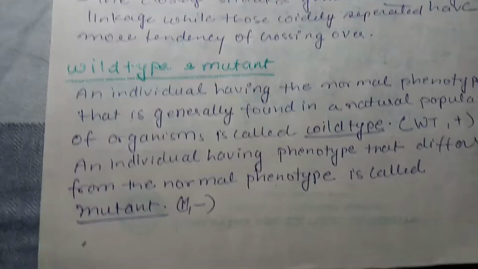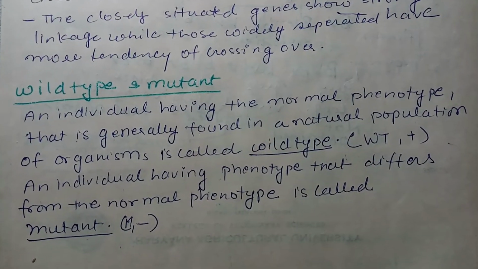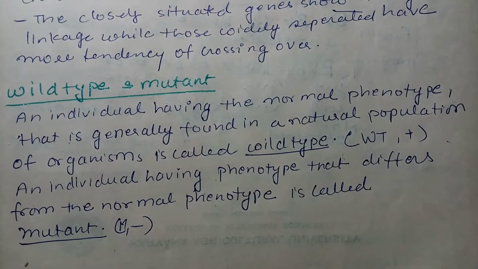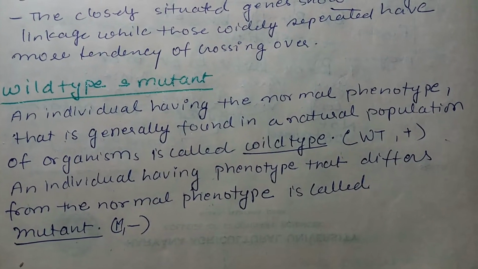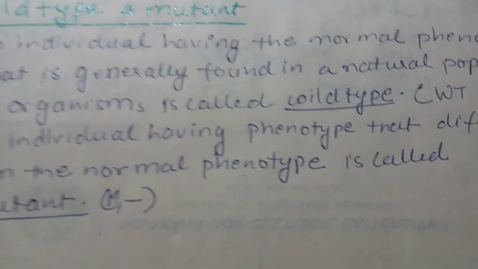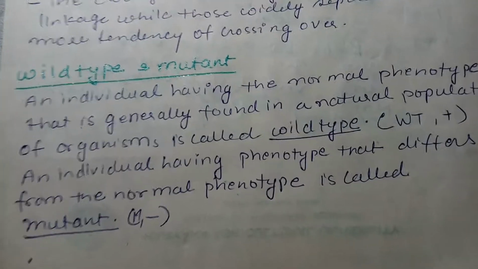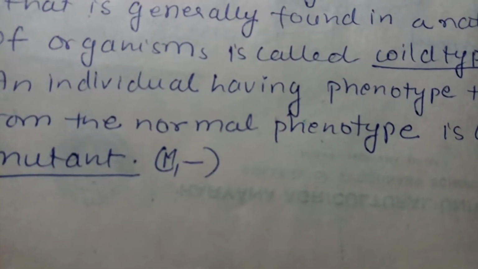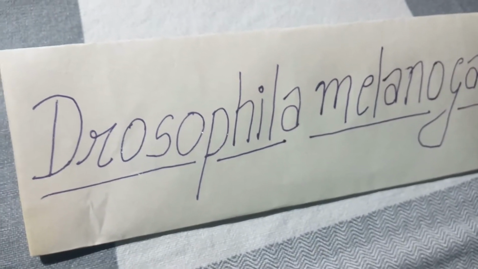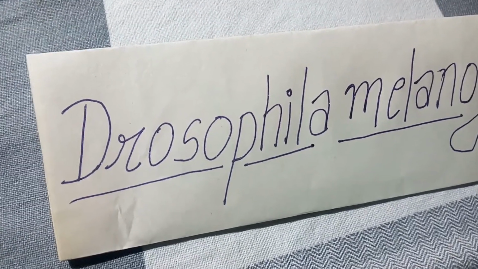You also need to understand what is mutant and wild type. An individual having the normal phenotype that is generally found in a natural population of an organism is called wild type. It is represented by WT or with positive sign. An individual having phenotype that differs from normal phenotype is called mutant, and it is represented by capital M and negative sign. Okay, so during the experiment they use different signs and symbols. Actually they were used by Morgan.